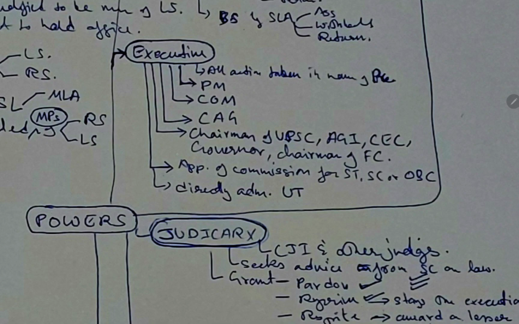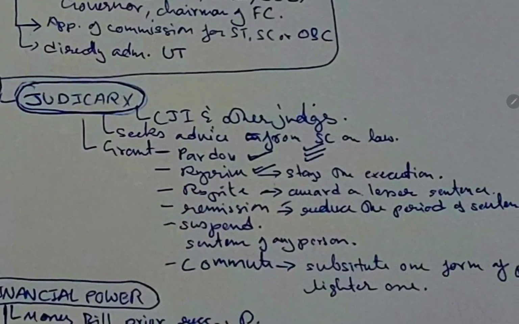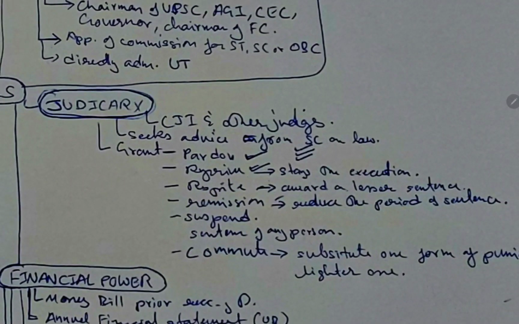And next, if it is felt necessary, he appoints the commission for the ST, SC, or OBC. Now, he also directly administers the union territories through the administrator who is appointed by him. Now, judicial. The Chief Justice of India and the other judges are appointed by the president.